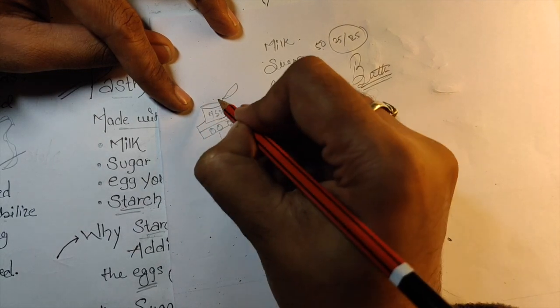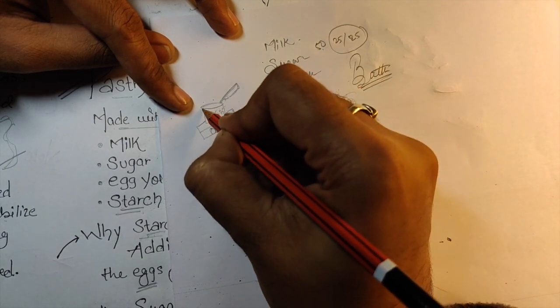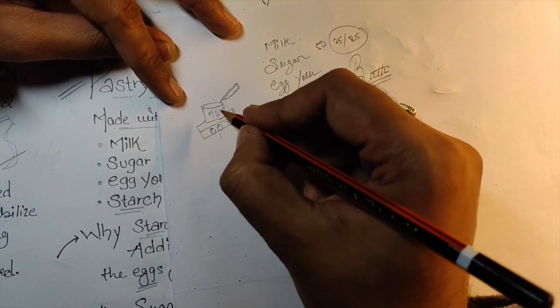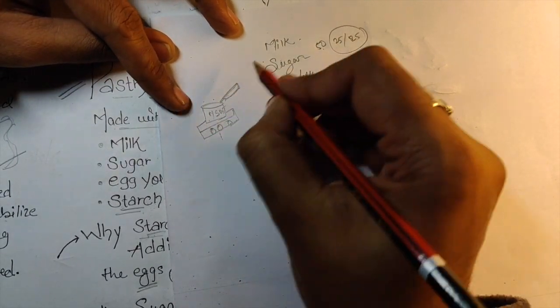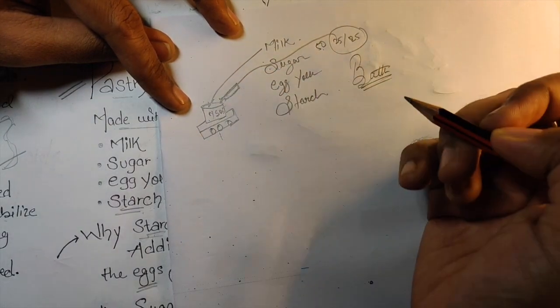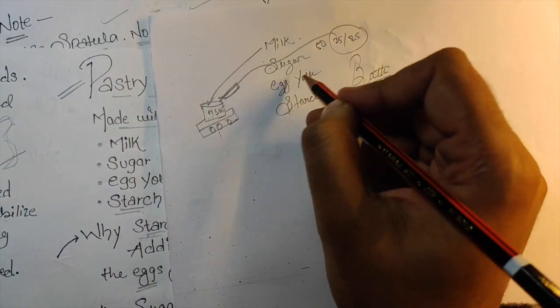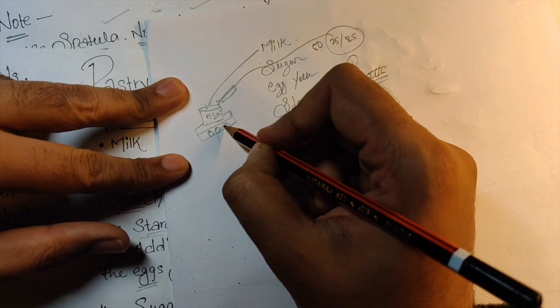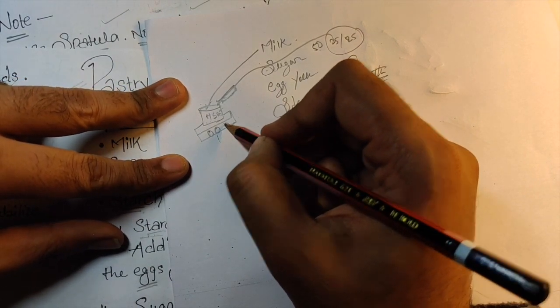I hope you're getting me. This is the induction, right? The pot is on the top. We have the milk straight in. Sugar 25% goes in. Clear with this? Now the egg yolk we just cannot drop directly here. That is where the tempering comes in. Here we go.